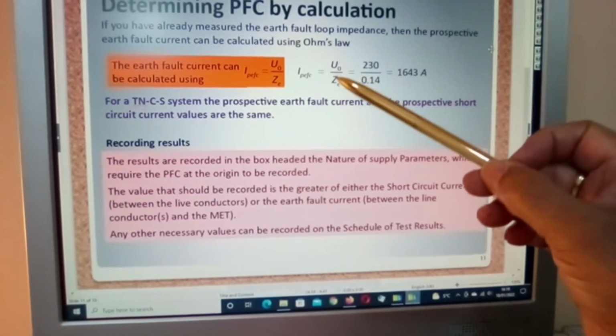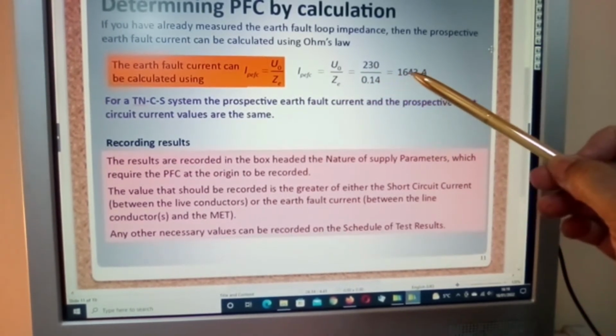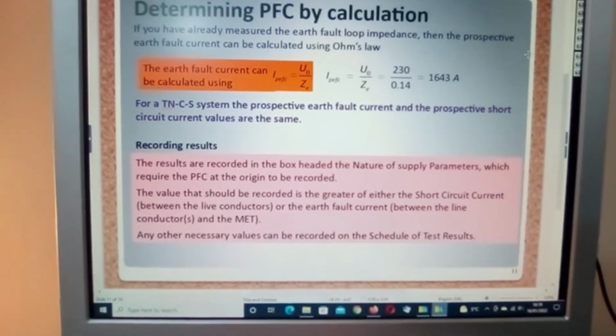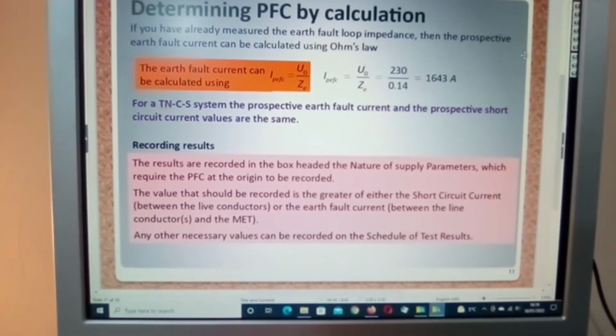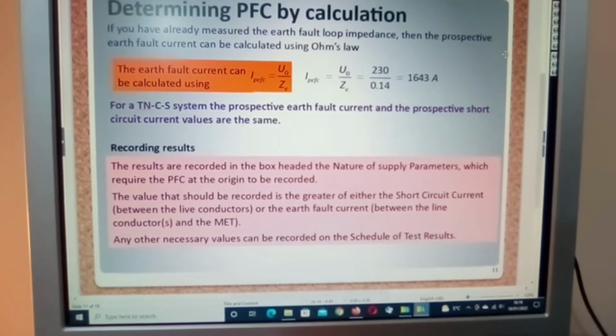Now, bearing in mind that ZE is 0.14, you can see that the current here is 1643 amps. That is a lot of current, okay? And sometimes it reaches excessively higher than that, depending on the circuit and the application of the fault.